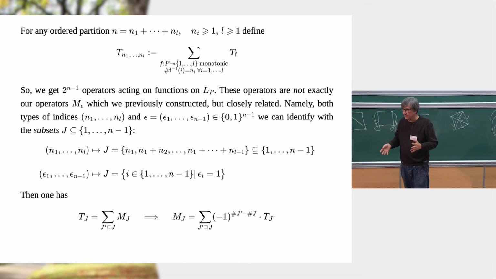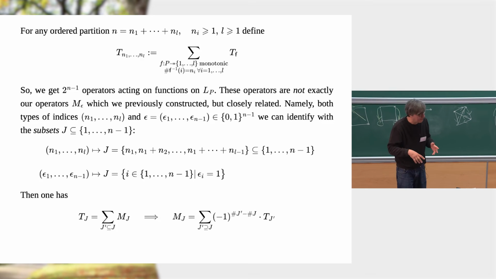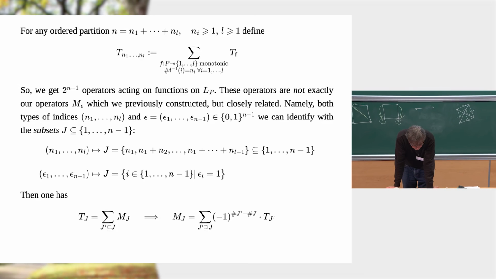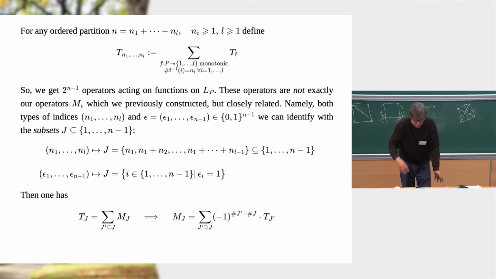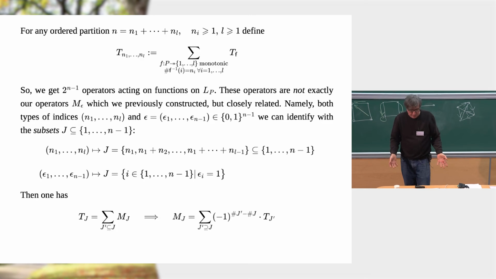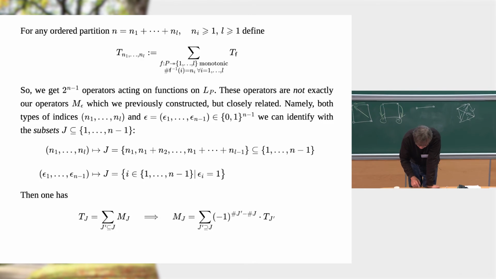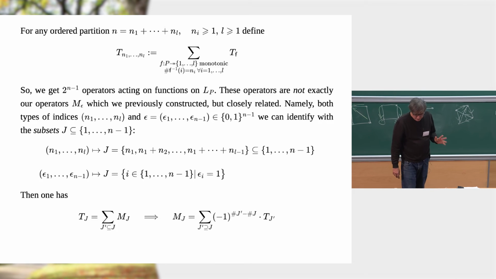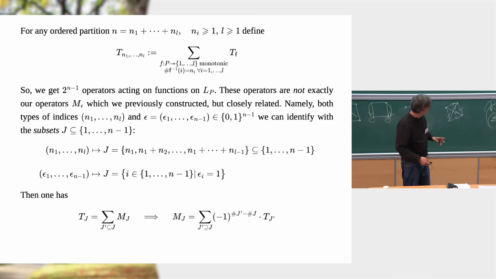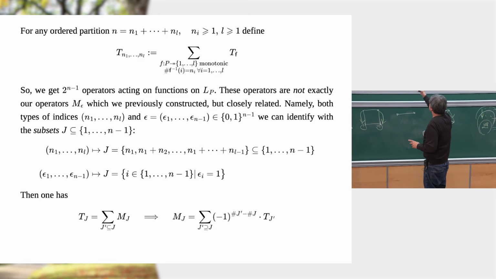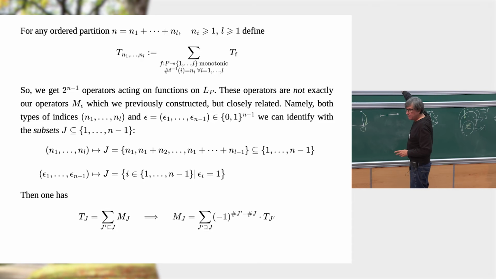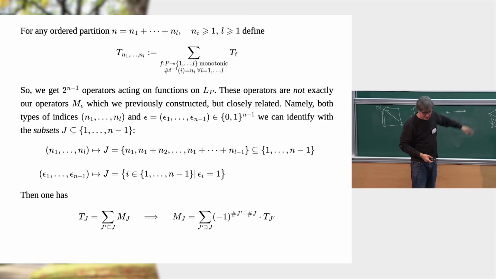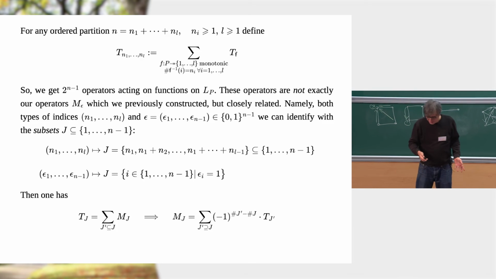I said we get another 2 to the power n minus 1 operators corresponding to this M epsilon, corresponding to a sequence of 0s and 1s. Of course, the indices which you use for T, like the ordered partition, and the epsilons which you use for my operator M, are the same when viewed as a subset of 1 to n minus 1, in an obvious way. So we can replace the indices by subsets. And then a little thinking gives you that, sorry, this is a misprint, T_J is the sum of M_J prime. And then you can use the inclusion-exclusion formula, write its inverse sum, and we are done. Yeah, so that's essentially the proof.